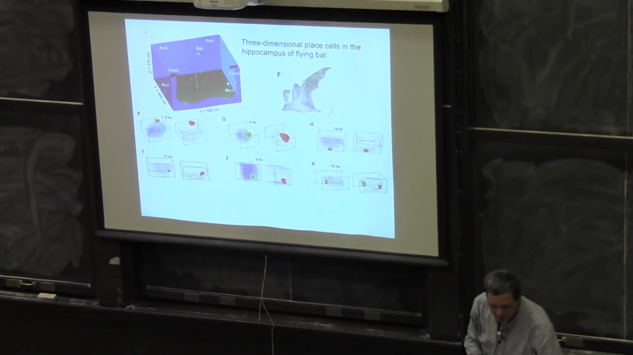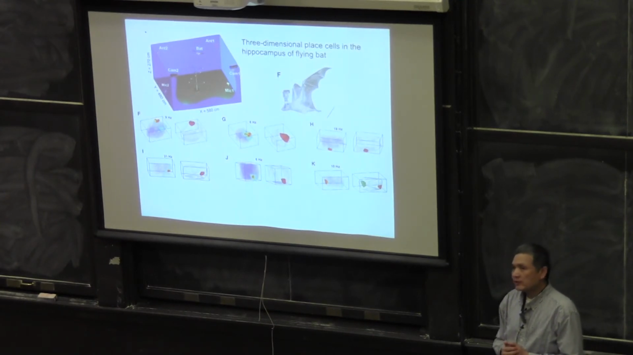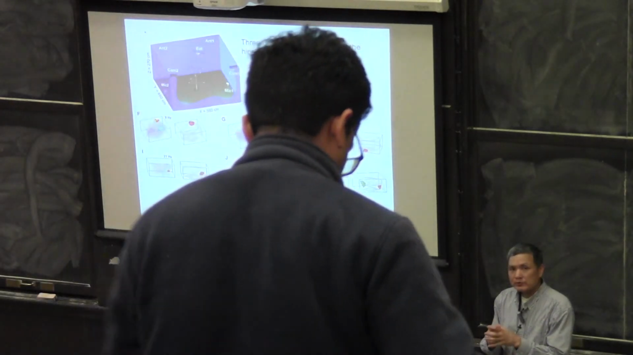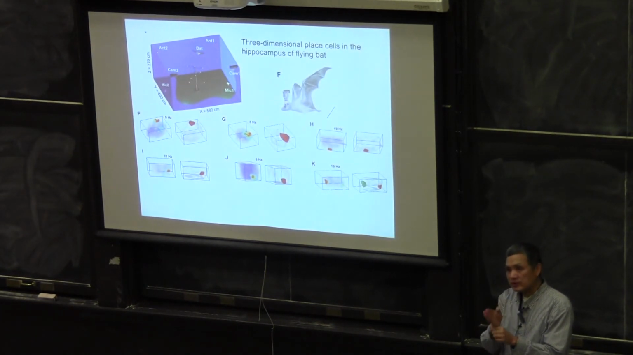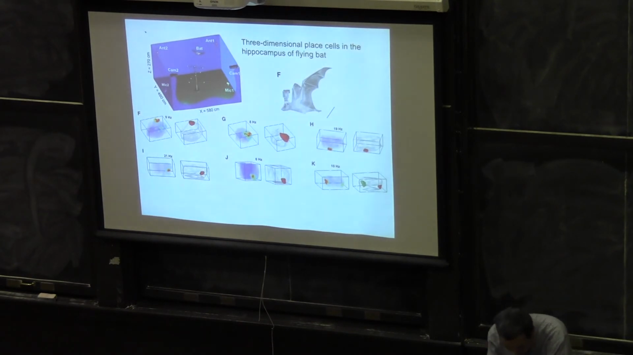And more recently, I didn't show you the data, people at Janelia Farm showed that in an insect, in Drosophila, the fruit fly, in their brain, they have cells. They actually have a ring of cells that represent different heading directions. So in that case, you can actually see that activity ring directly inside the brain.